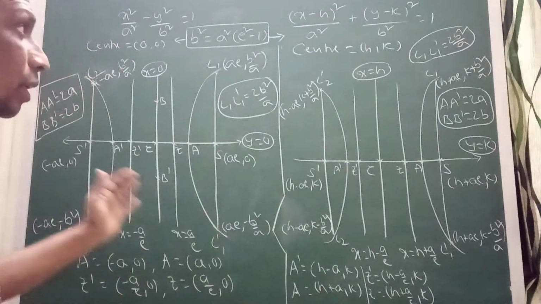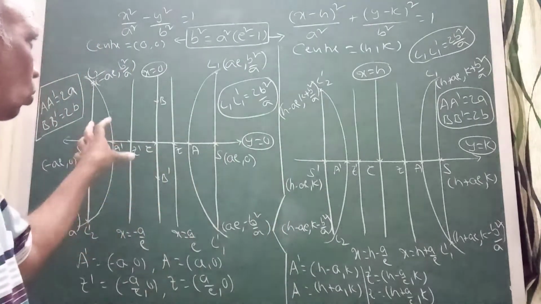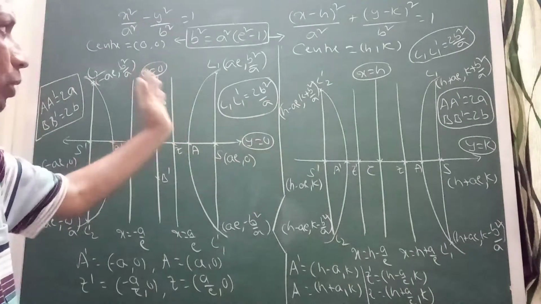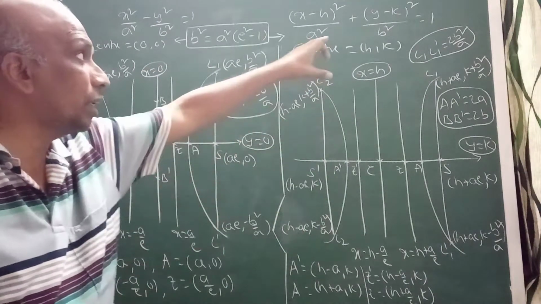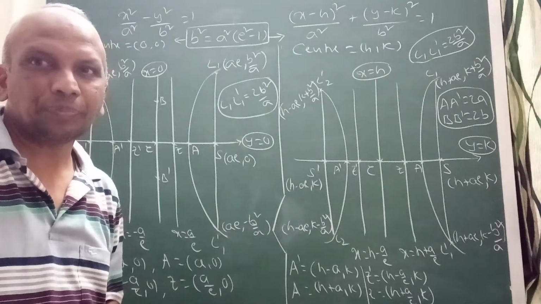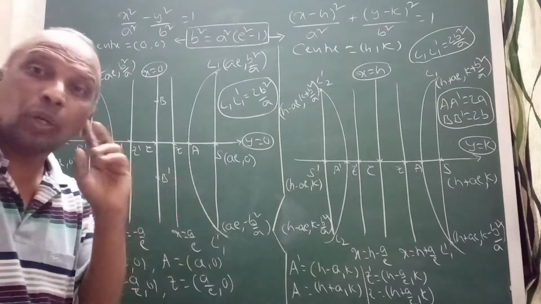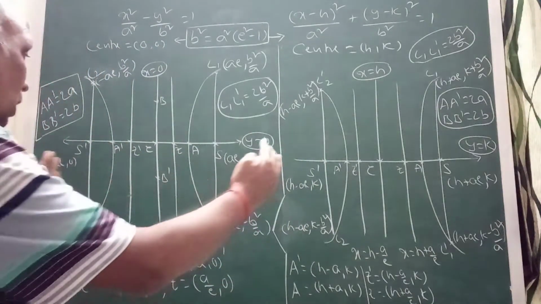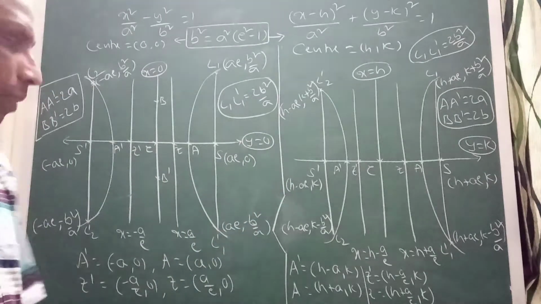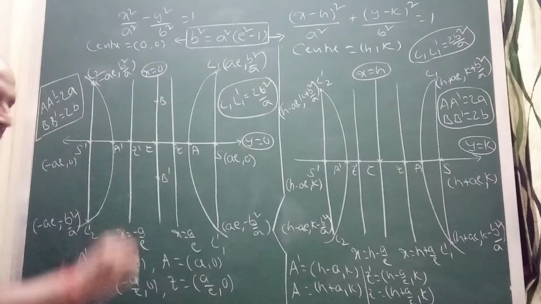So like this we can define all the values of the coordinates for each one, in both cases. Here the center is h comma k, here the center is 0, 0. Like that. When you learn the comparison, it is easy to remember.